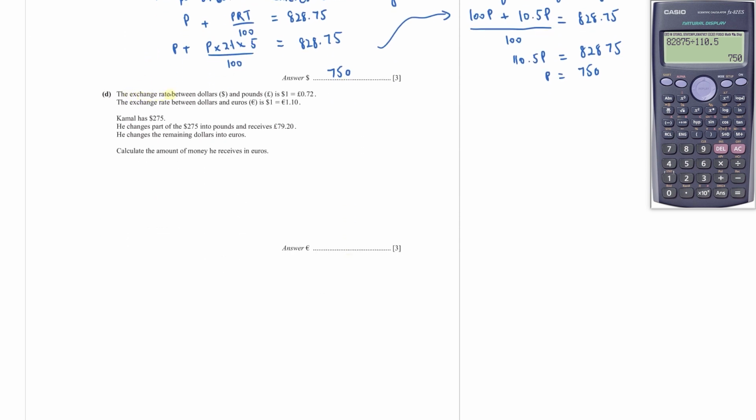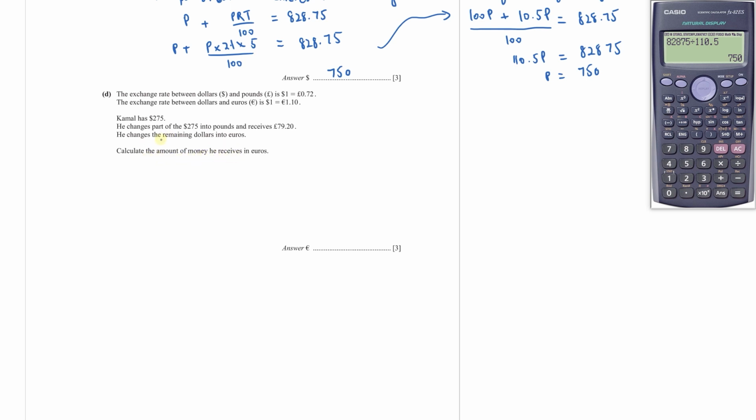Part D is the exchange rate between dollars and pounds is $1 is 0.72 pounds, and the exchange rate between dollars and euros is $1 is 1.1 euro. Kamal has $275. He changes part of 275 into pounds and receives 79.20 pounds. He changes the remaining dollars into euros. Calculate the amount of money he receives in euros.